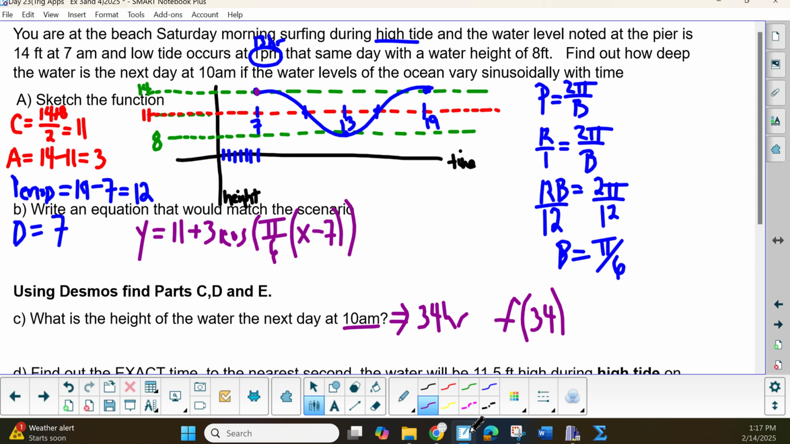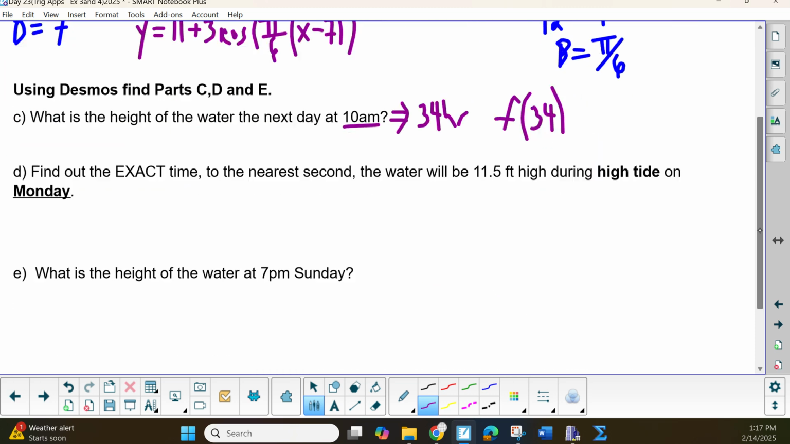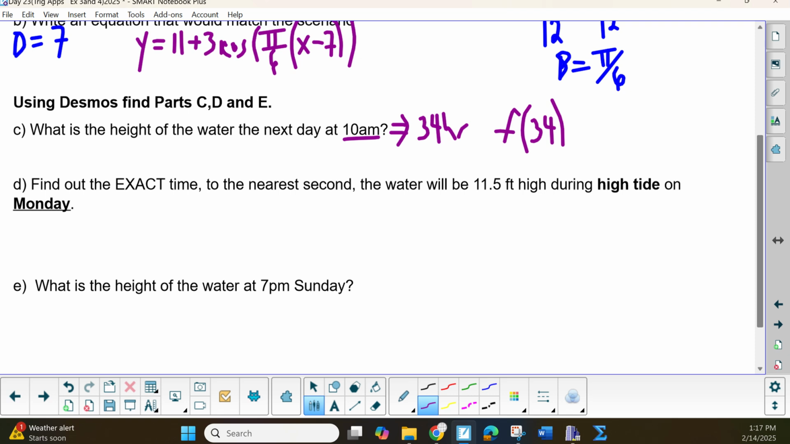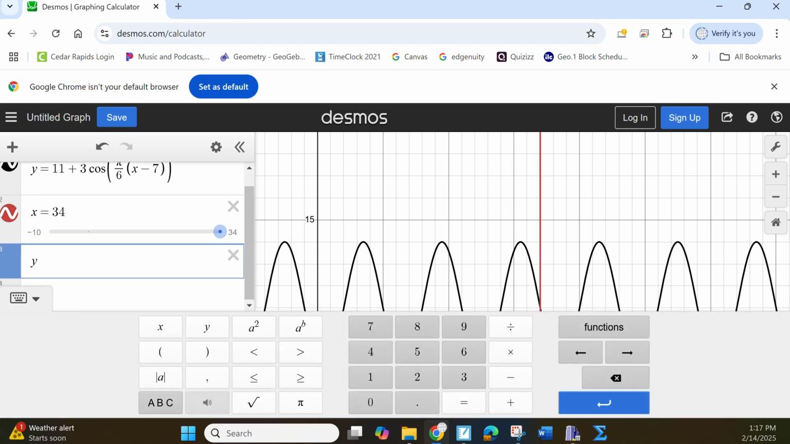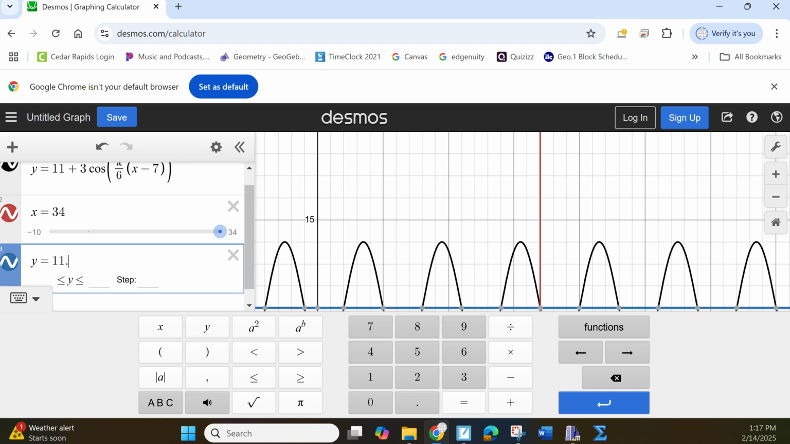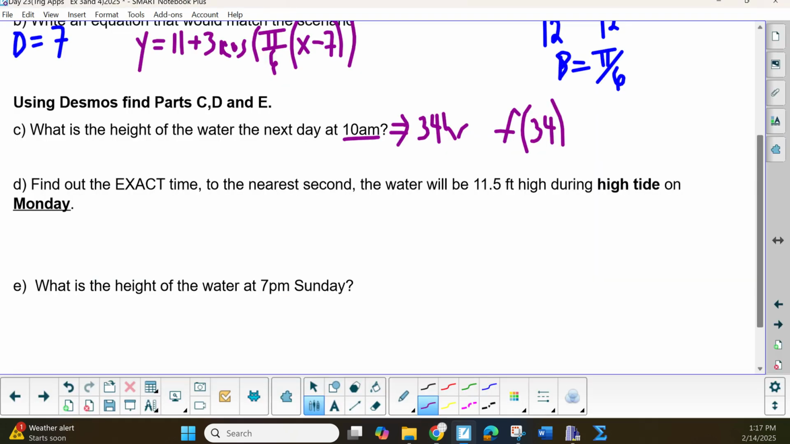Now I'm going to find my next problem right up here. It says, what is the exact time to the nearest second the water will be 11.5 meters high? So I'm going to go into Desmos. I'm going to type in my y value: y equals 11.5. I want to find out when that high tide is going to be that high exactly on Monday.